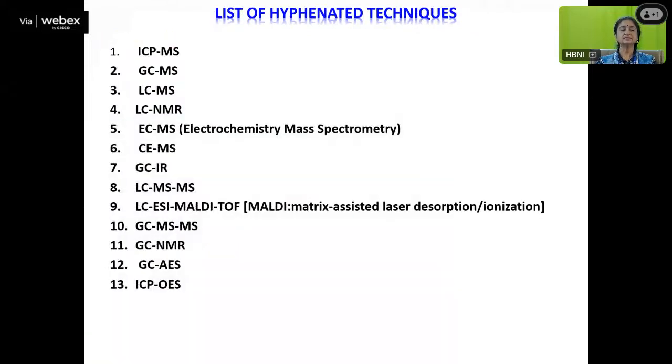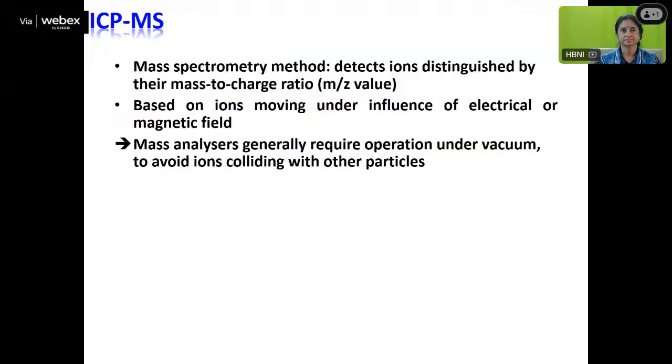So now, to list a few hyphenated techniques, I have given the list here. In between this, we have already seen ICP-OES in our last class. In this class, we'll be covering ICP-MS, GCMS, LCMS to a great extent, and all other things we'll touch upon. So what is ICP-MS? Let us first look into ICP-MS.